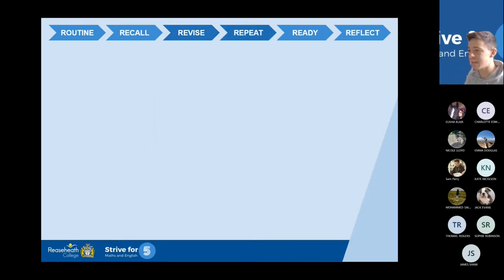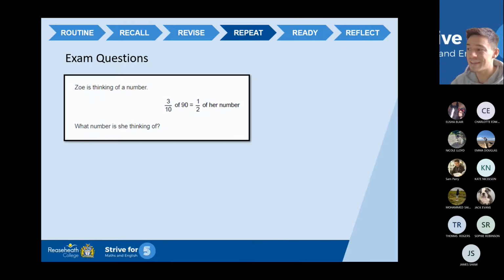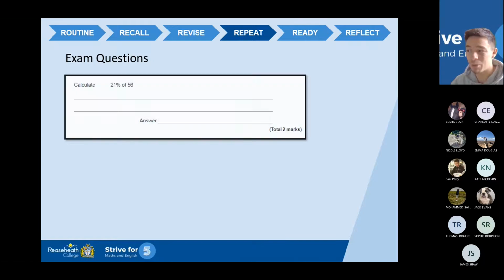Okay. Now, what I've done yesterday afternoon, went on to Exam Pro, which has got all the questions on there from past papers and random papers, and I selected a few different fractions of an amount questions and percentages of an amount questions, so you can see exactly what they look like in an exam, so you can have a little play with those.